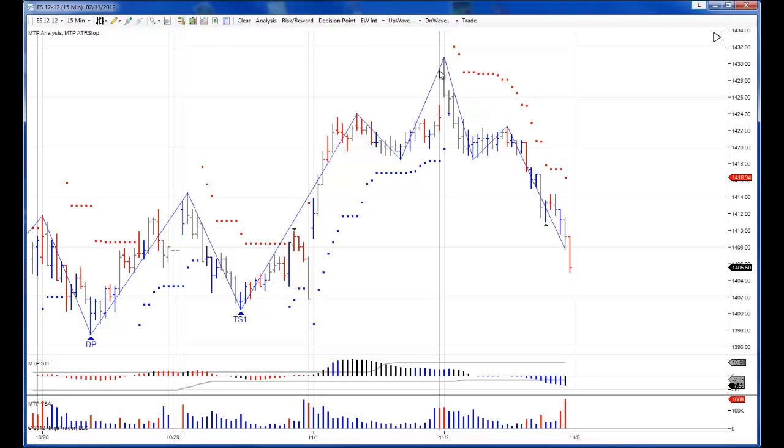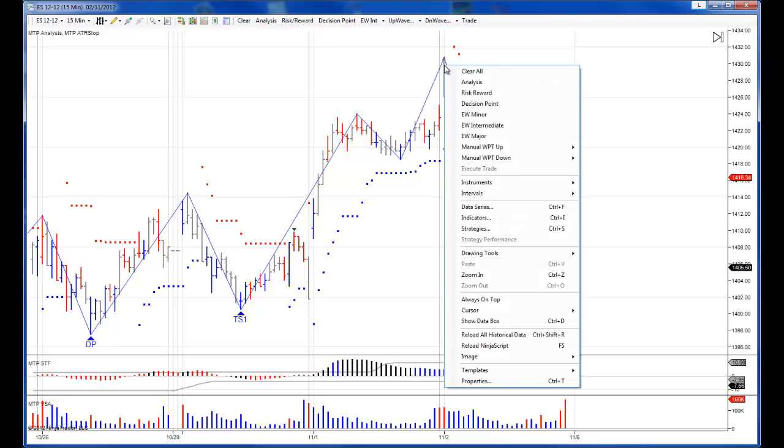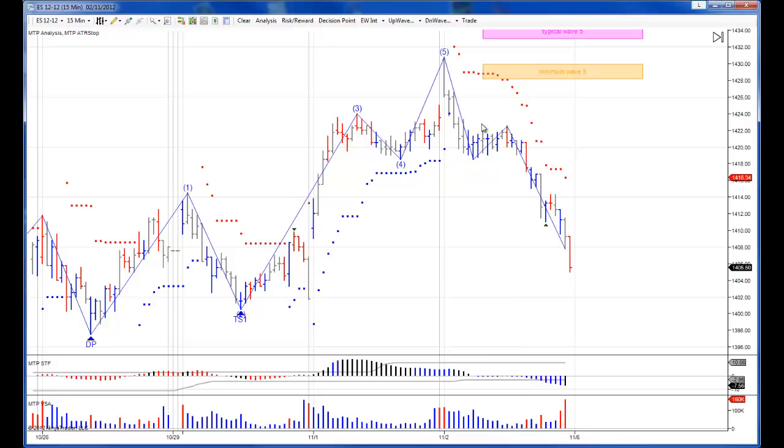However, if we put the Elliott waves on here, again it's dead easy, right mouse click, Elliott wave intermediate. Can you see how the open on Friday came in right at the minimum wave 5 WPT? So here we had a 1, 2, 3, 4, 5 with this high right at the minimum wave 5 WPT. So this set the high of the day on Friday as being what we call an important high, in other words a major high.